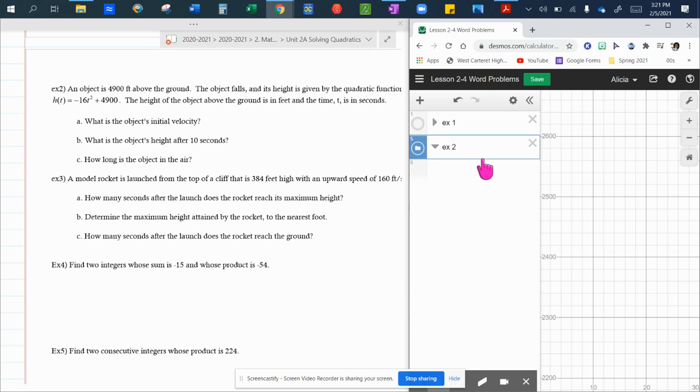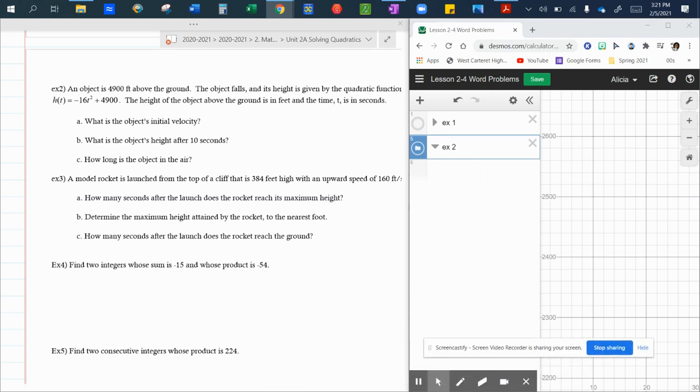So we need to understand that when an object is falling, that means it is starting at rest. It is not moving at the beginning when t equals 0. So when an object falls, v sub 0, our initial velocity, is 0 feet per second.